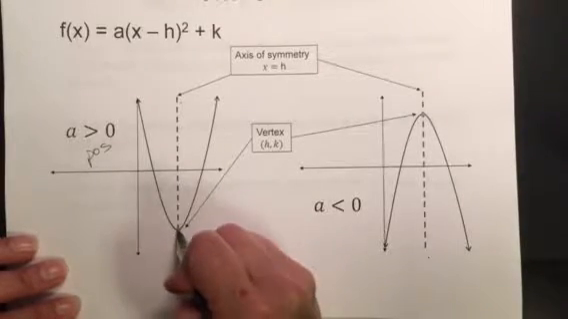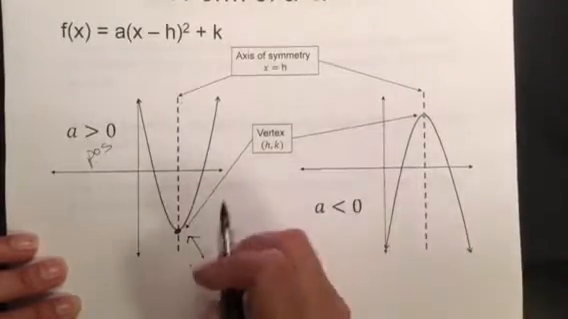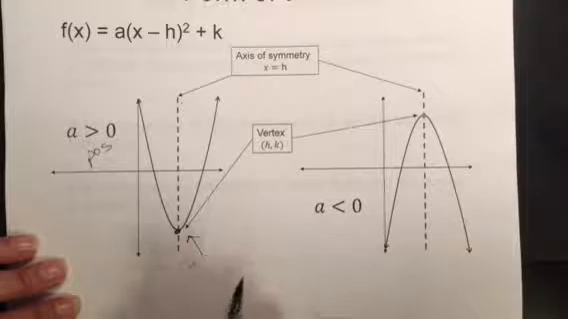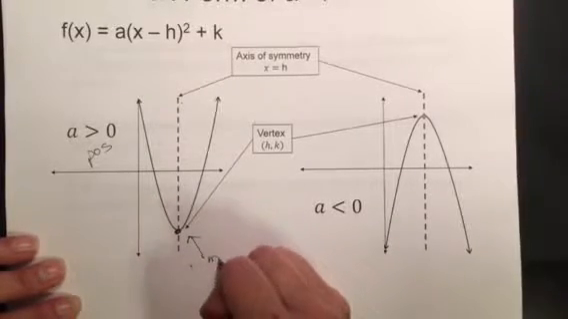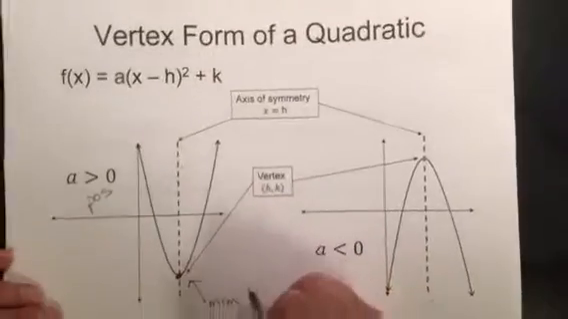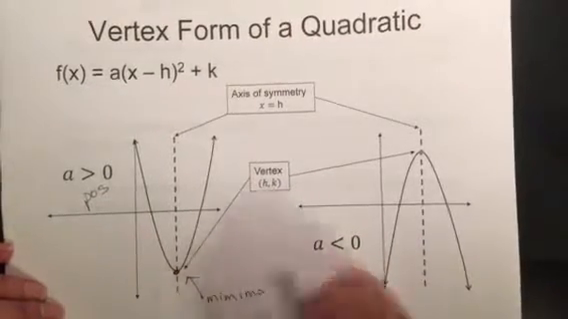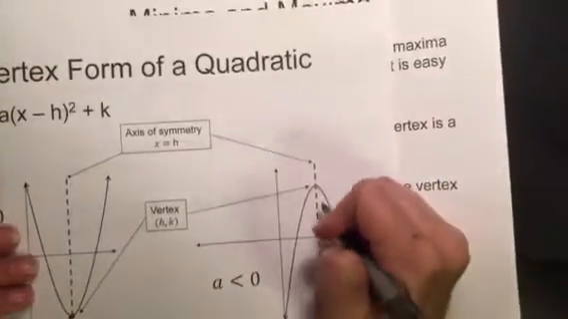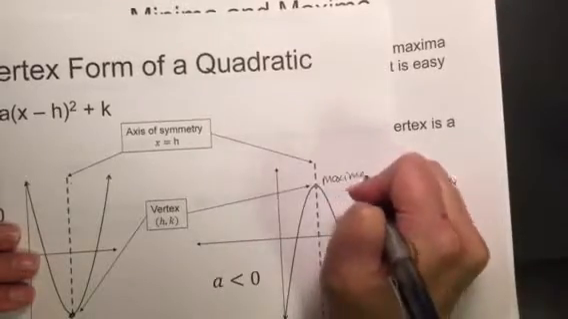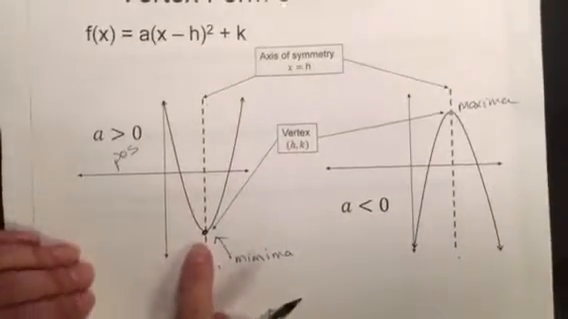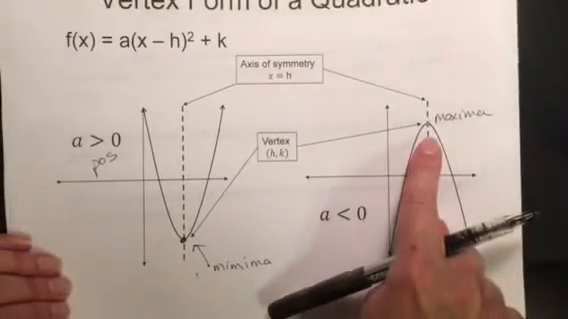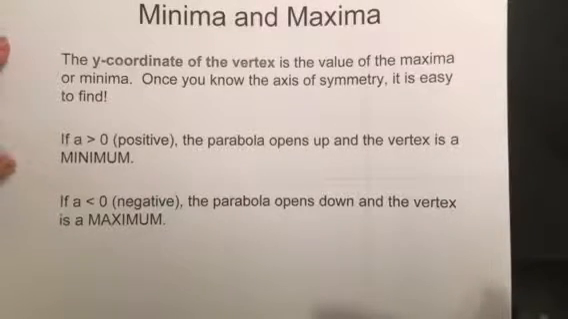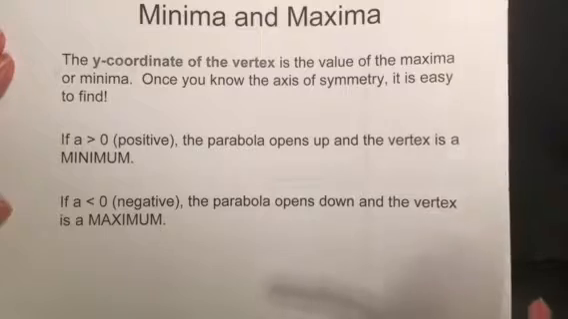Now, on this next slide, I will repeat this. When a is greater than 0 and the parabola is opening up, this point right here is our minima. And over here, when a is less than 0 and it's opening down, this is our maxima. So this is the minimum value for this function, and this is the maximum value for this function. Here I have it typed out for you. Go ahead and pause the video if you need to write this down.